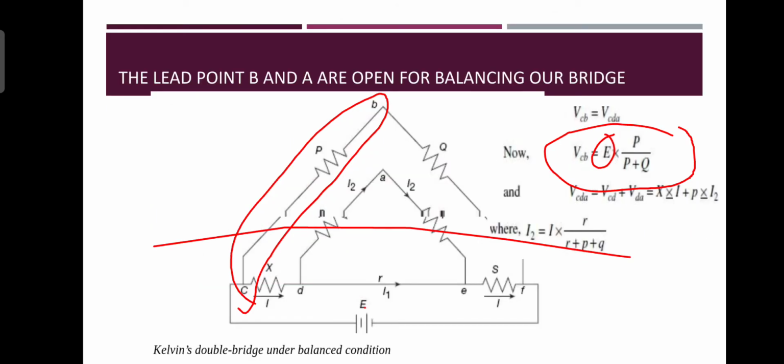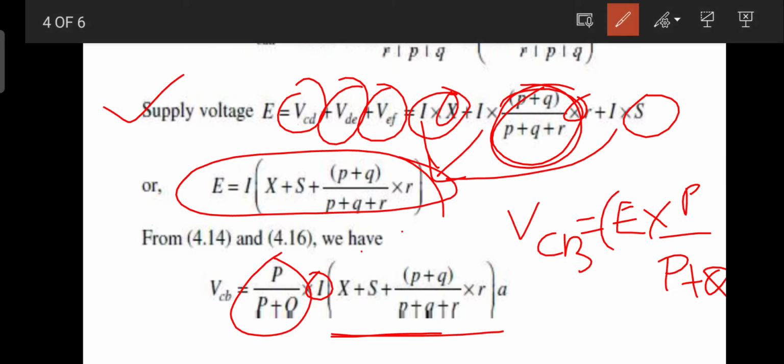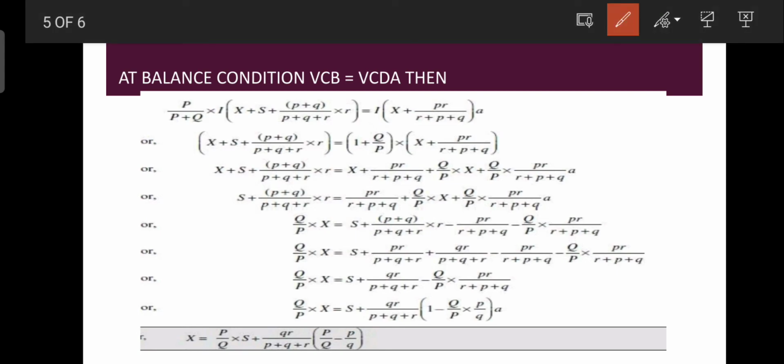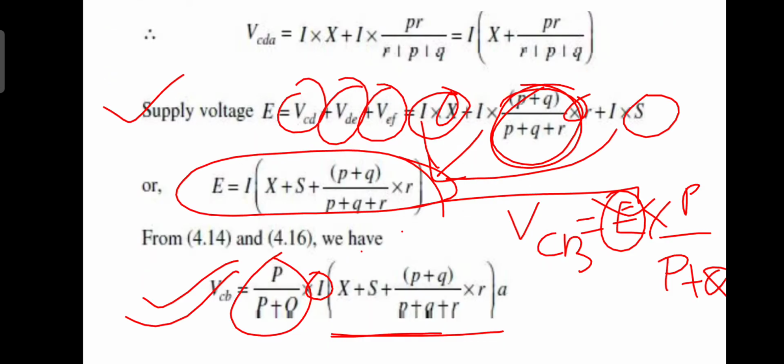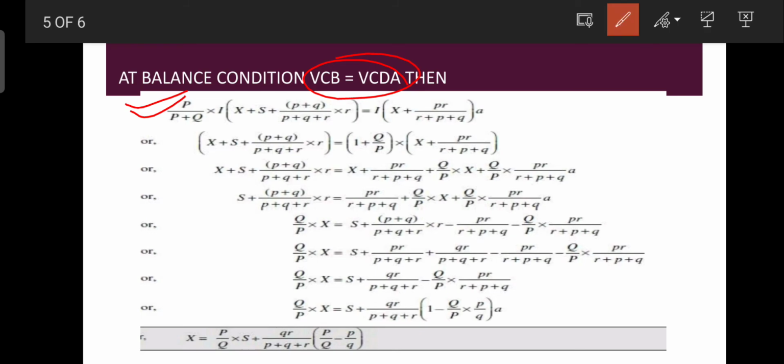So put this value here, then we will get VCB is equal to this. At balance condition, we have previously seen that VCB is equal to VCDA. Then put the value of VCB. So our left hand side is VCB and the right hand side is VCDA.